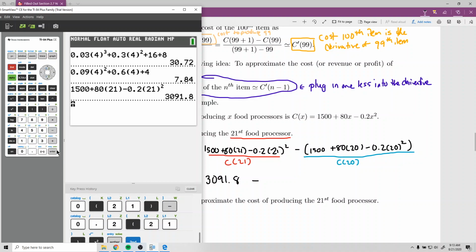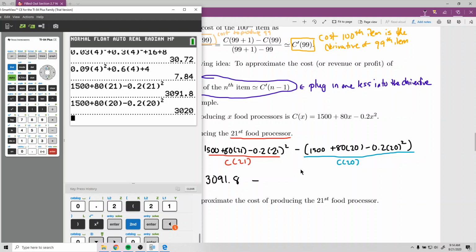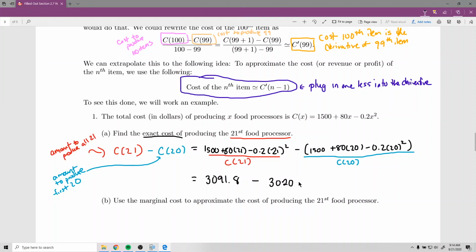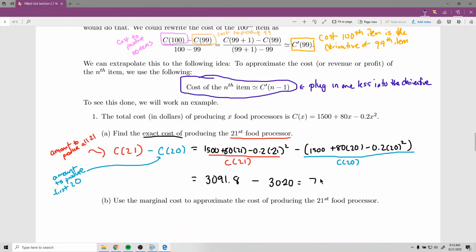If you have the TI-83 or 84, you can hit second enter. It'll bring back up what you just typed in, and I'll replace the 21s with 20s just to make it easier on myself. And we get 3020. Whoops, button here. And then subtract those off. Actually, you can do it in our head. We got 71.8. Since we're dealing with money here, if you want to write it with 2 decimal spots, that's fine.